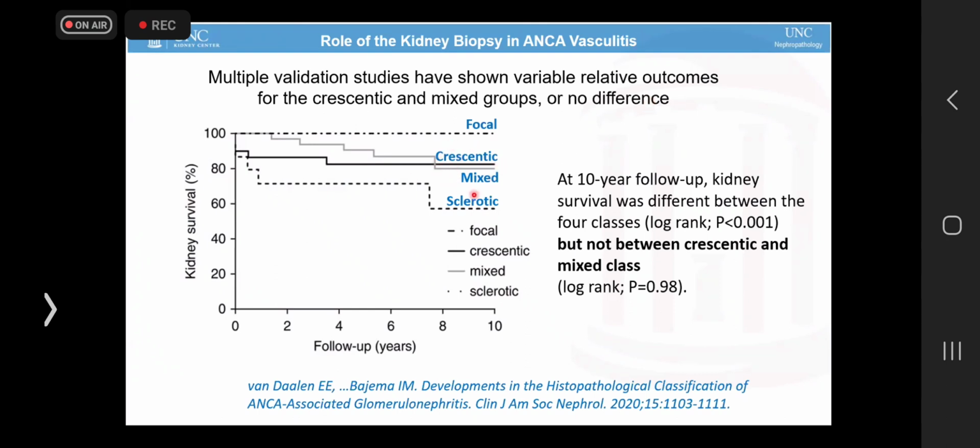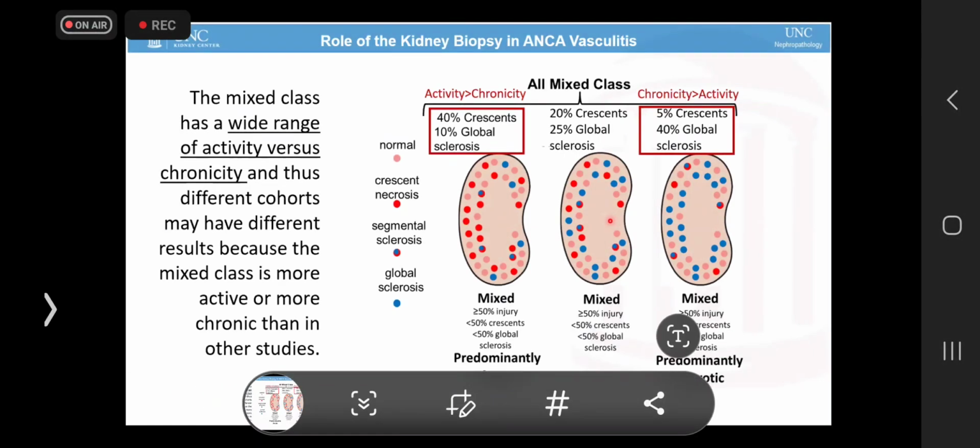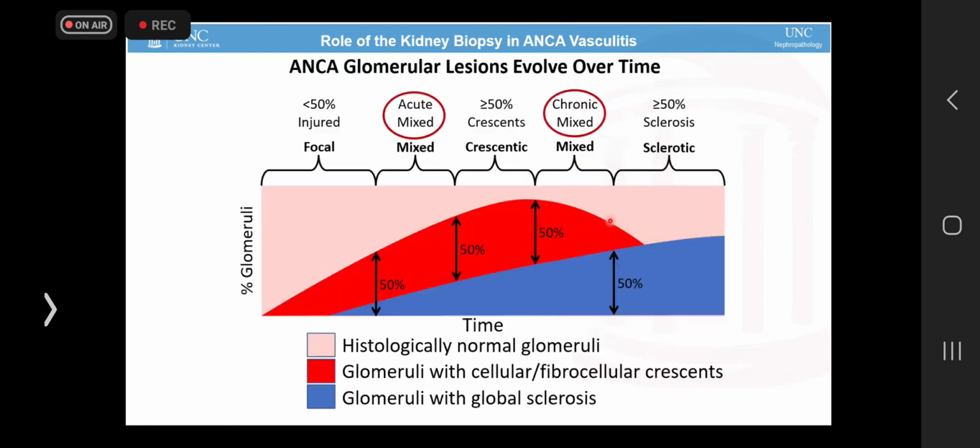Where there's been a discrepancy among the studies is that some show crescentic more severe and others show sclerotic more severe. And that's not surprising because the mixed group is very heterogeneous. You can have a mixed group with 40% crescents and 10% global sclerosis, or it can also be mixed, but it's got 40% global sclerosis and 5% crescents. So there's a big variation here in the mixed group. So if someone is classifying your kidneys by this classification and they say it's a mixed variant, it would be good to see if it's more active mixed or more chronic mixed.